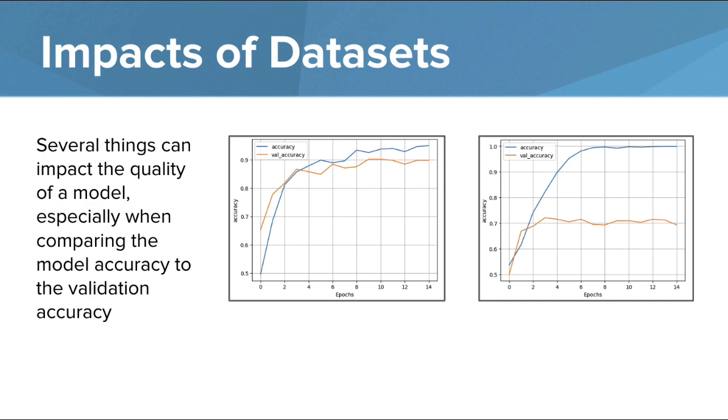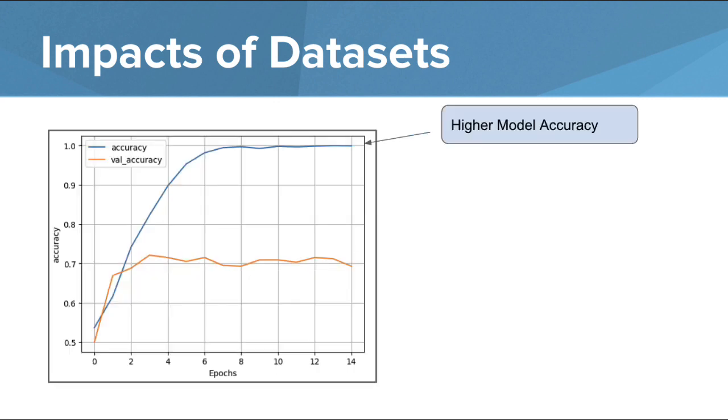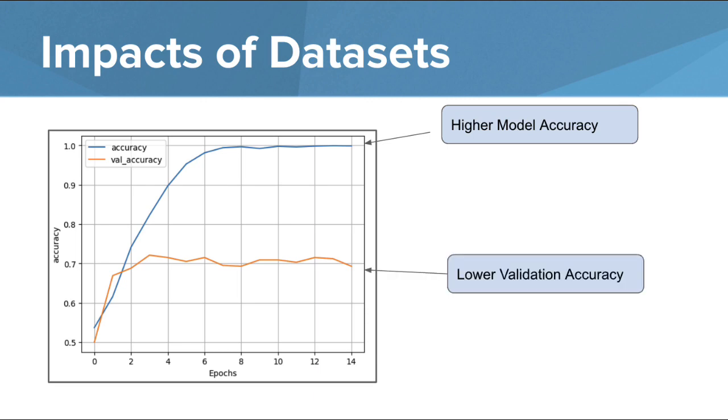Let's take a closer look at these two model charts. High model accuracy means that the model is able to predict training data well. It could be a sign of a good model, but not always. Validation accuracy is the ability of the model to predict when given a new image that it hasn't seen yet. This is a more true measure of how a model performs.